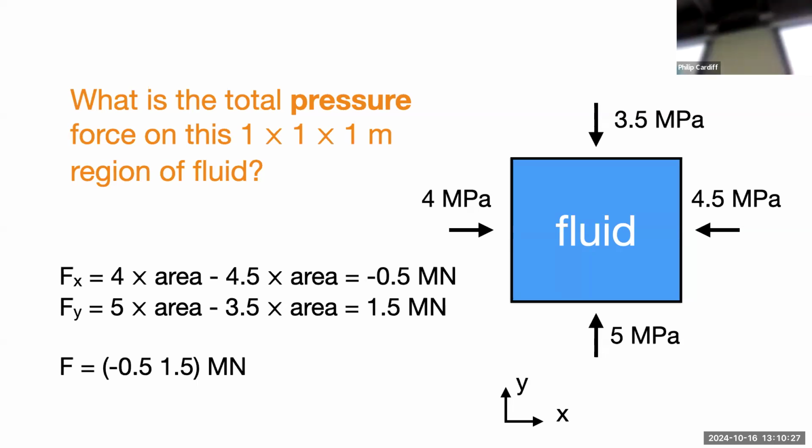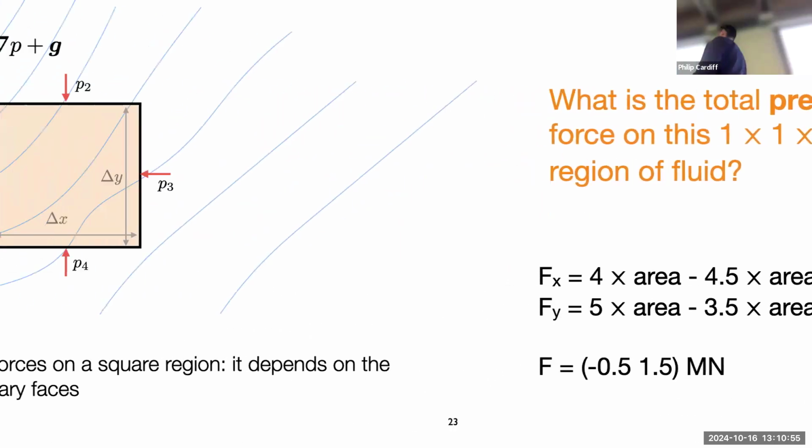is 4 times the area here minus 4 times the area there, if we're assuming positive in the x direction, so minus 0.5 meganewtons. And then the force in the y direction is 5 by this area minus 3.5 by this area, so 1.5. So the force due to these pressure differences in this case is a 2D vector, minus 0.5 and then 1.5 in the y, meganewtons. Okay, so that's how we do it for actual concrete numbers.